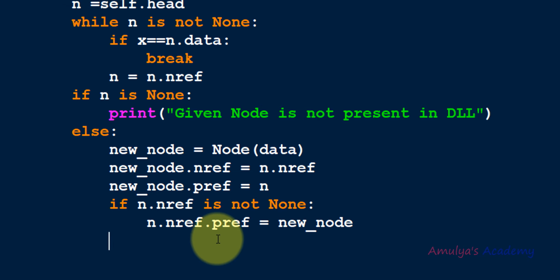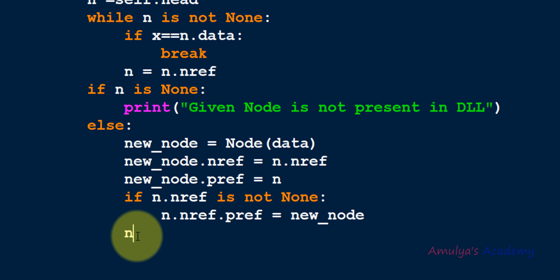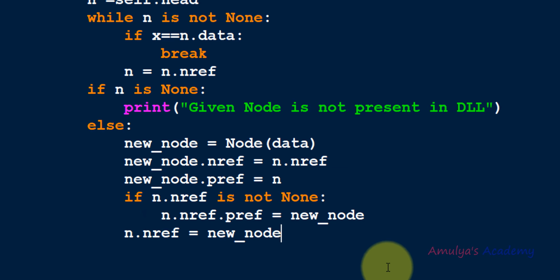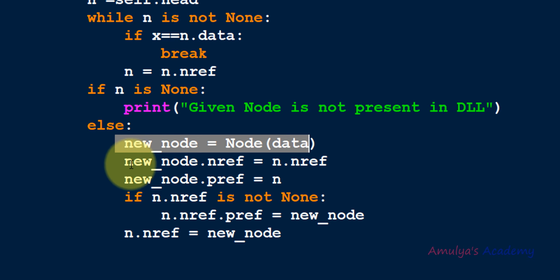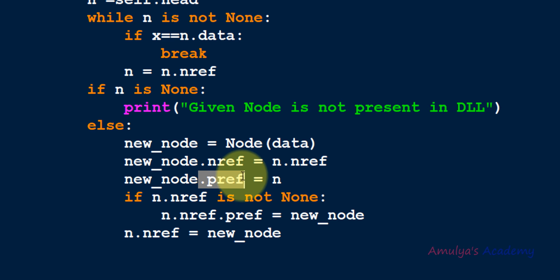If you are inserting the new node after the last node, this line is not necessary, right? That's why we are taking this condition. Lastly, n.nref is equal to new_node. Okay, so now we are done. Here what I did is, first I created the new node. We changed its NREF and PREF.